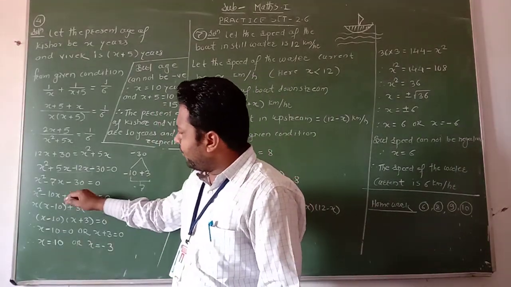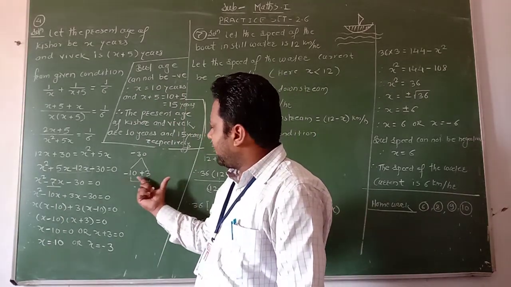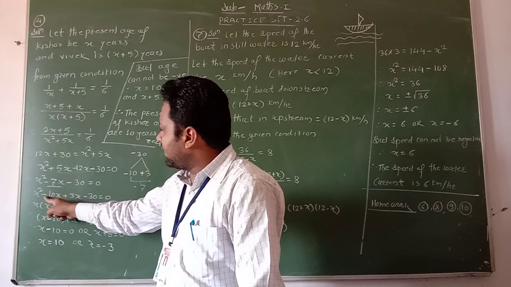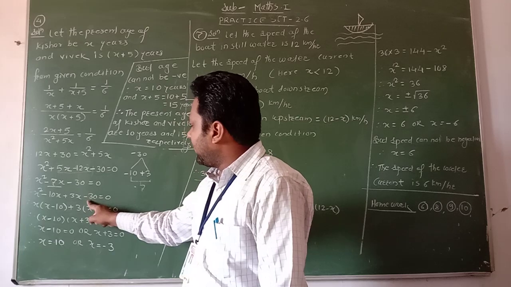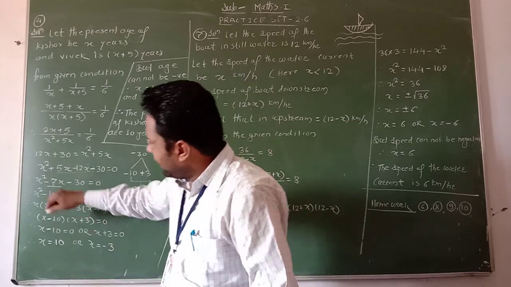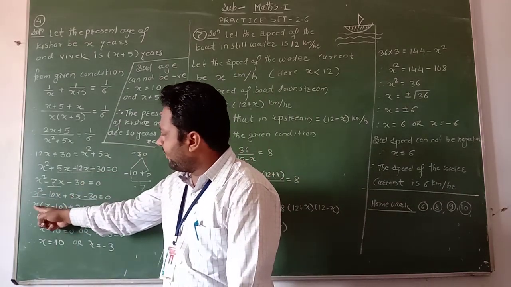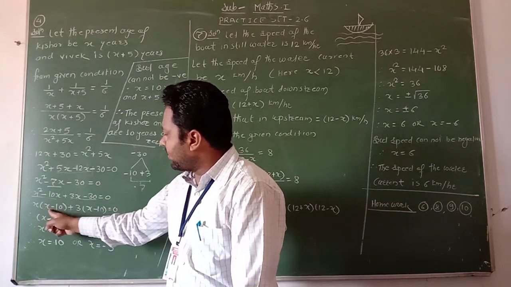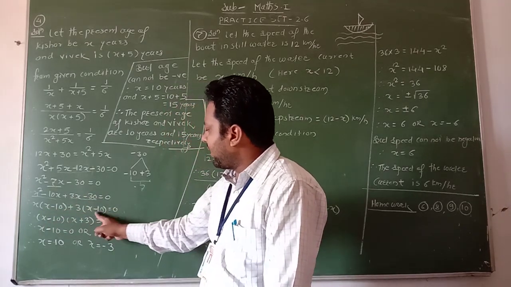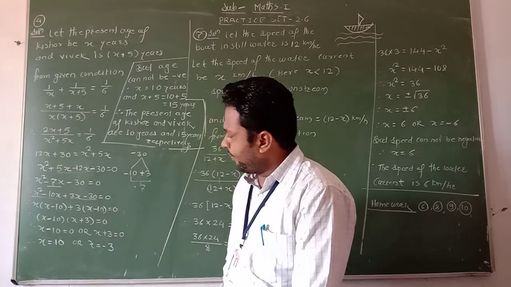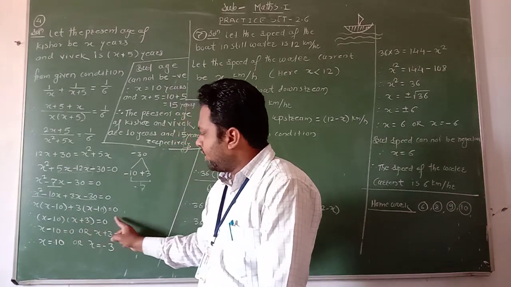Now, in the next step, we split the middle term minus 7x as minus 10x plus 3x. x square minus 7x, here we write x square minus 10x plus 3x minus 30 is equal to 0. Now we do the grouping of these terms. In the first two, x is common, then x minus 10 is remaining in the bracket. From the other two terms, 3 is common, then in the bracket x minus 10 is remaining, equal to 0. Then in the first bracket x minus 10, in the second bracket x plus 3, is equal to 0.